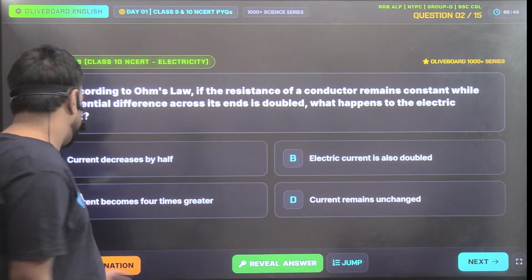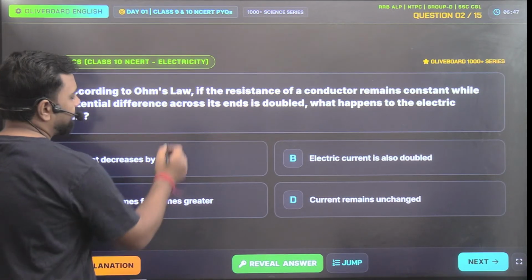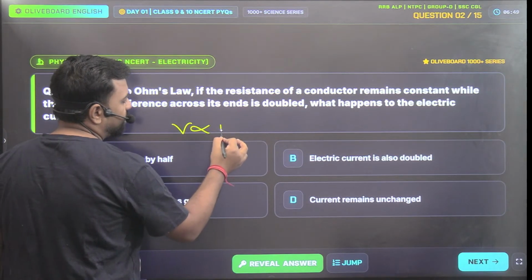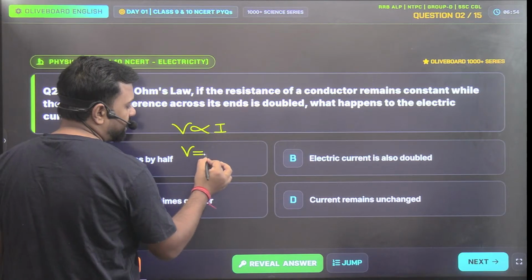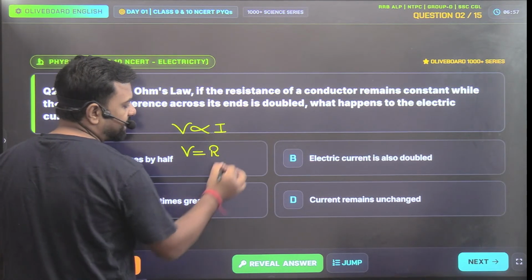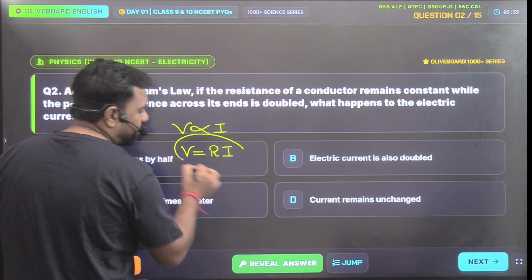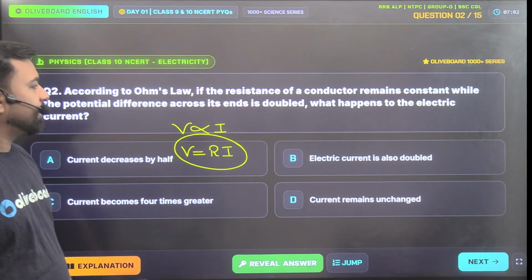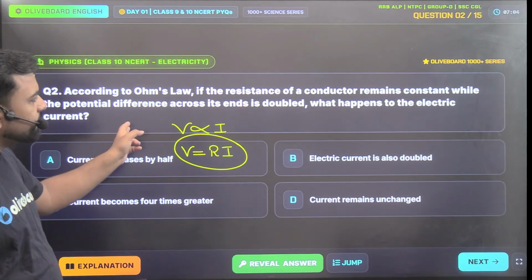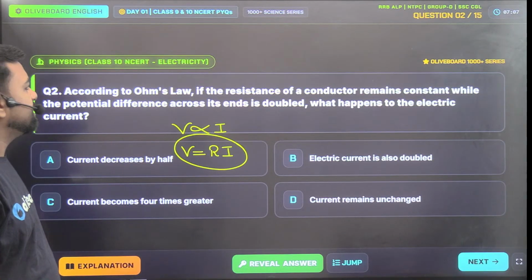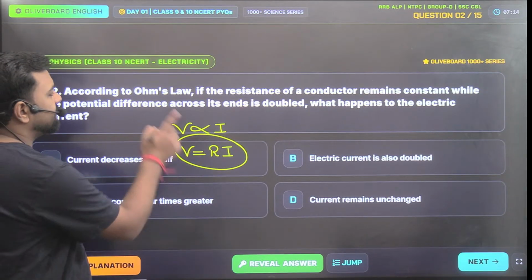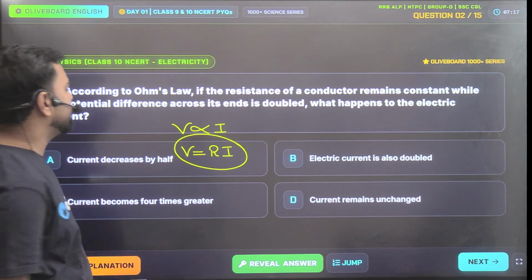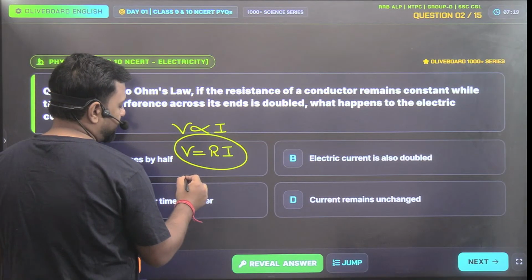Ankita is going with B, and that's absolutely correct. As we know, voltage is directly proportional to current. If I want to remove the proportionality sign, I'll use R, the resistance, which is the constant here. So we get the formula V equals IR. Resistance is the same, but the potential difference is doubled.